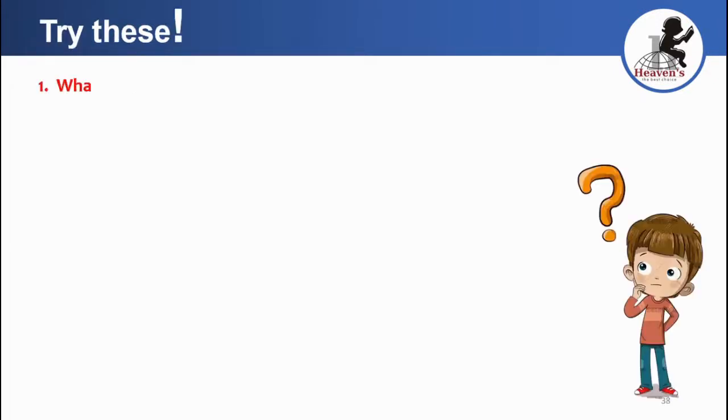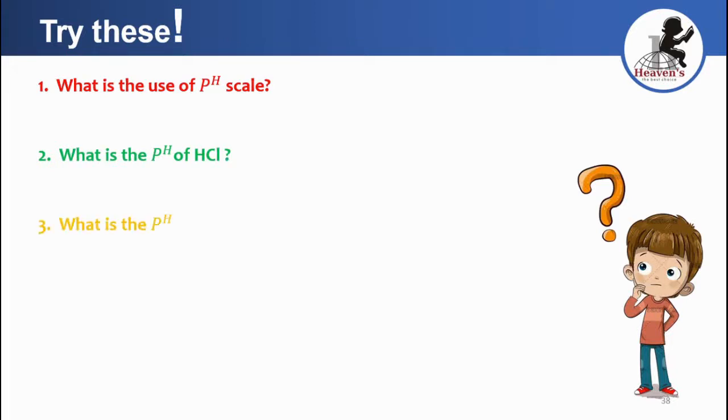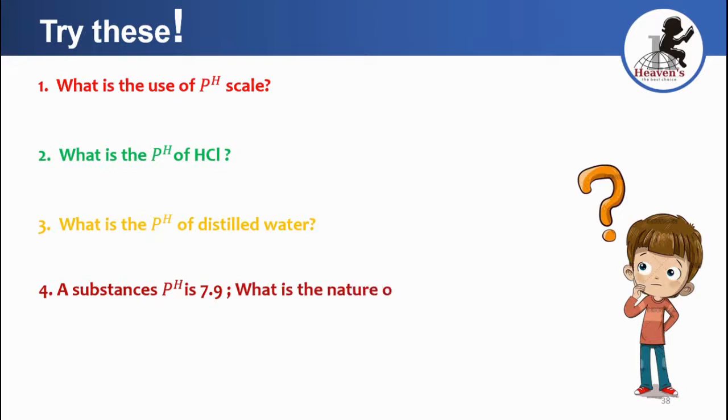Okay, next, try this. First one is, what is the pH scale? What is the use of the pH scale? Second one is, what is the pH of HCl? The third question is, what is the pH of distilled water? The fourth one is, a substance has pH 7.9. What is the nature of the substance? And the last one is, what is the nature of antacid tablets? All these questions can be answered by observing the previous activity.